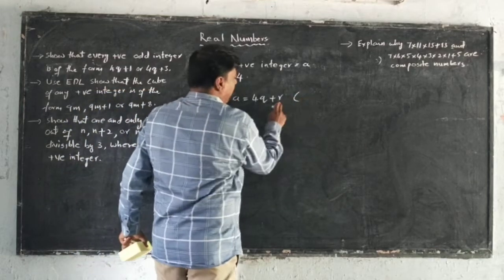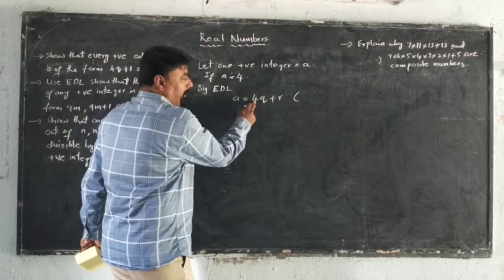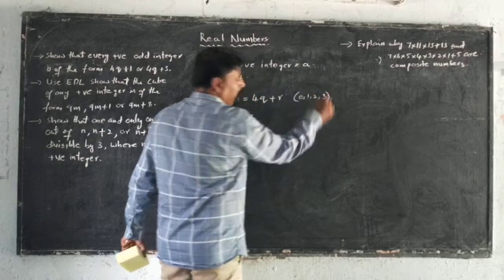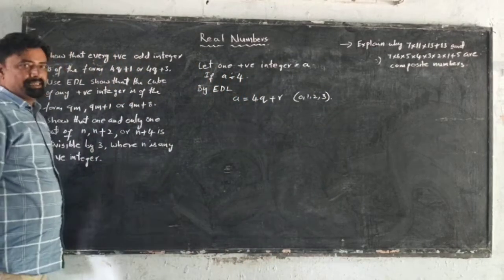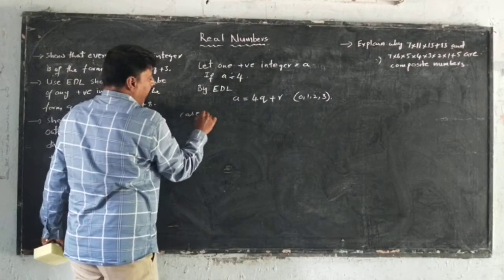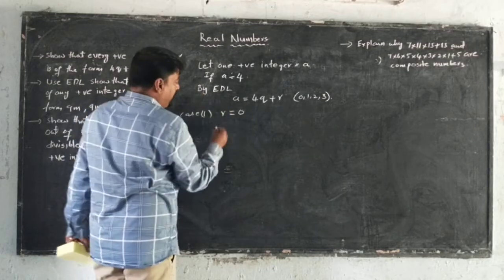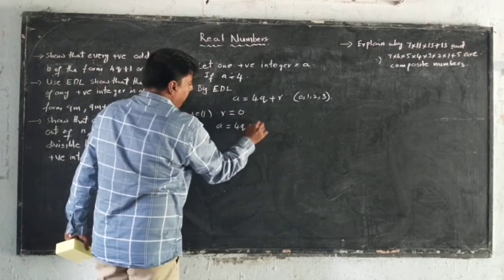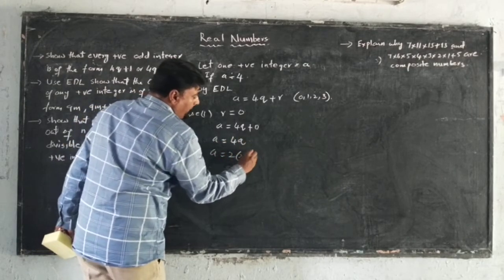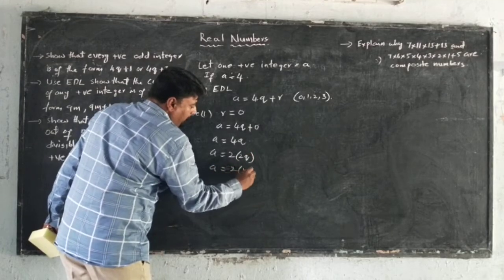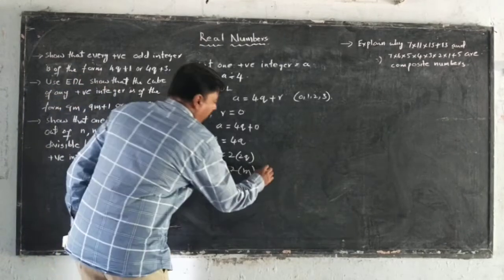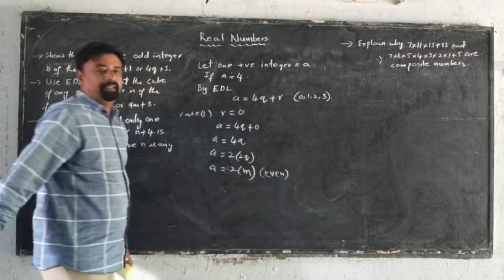Now just think about r. r is the remainder. When a number is divided by 4, the remainders are 0, 1, 2, 3. So here I want to explain 4 cases. Case 1: if the remainder r = 0, then a = 4q + 0, therefore a = 4q. We can write this as 2 into 2q, which is 2 into something, that is 2m. If a number is in the form of 2m, we call it an even number.